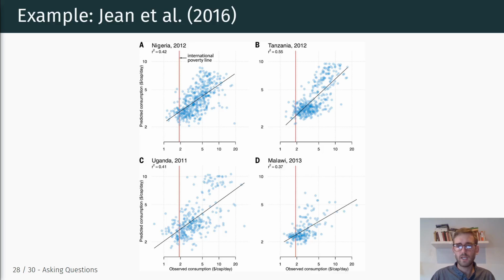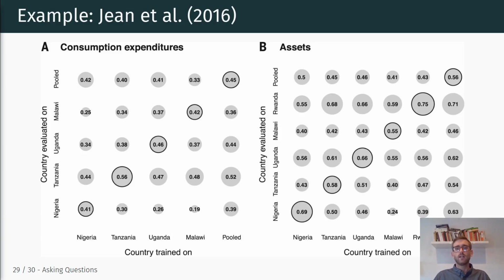Okay, so there's a pretty good, strong relationship between their prediction and the actual observed level of consumption based on the survey data. Okay. Another thing they look at is the cross-border model generalization. So they can train these models for each individual country, and then examine to what extent the model that was trained in one country allows you to predict wealth in another country, right?